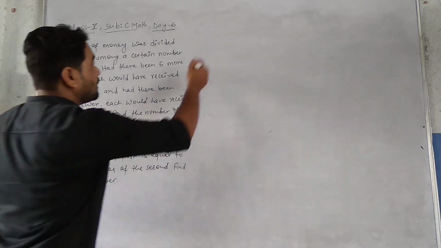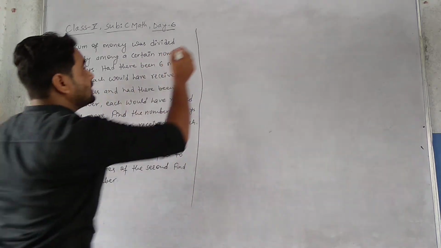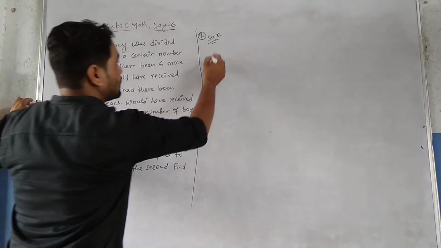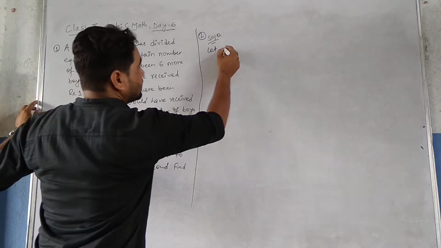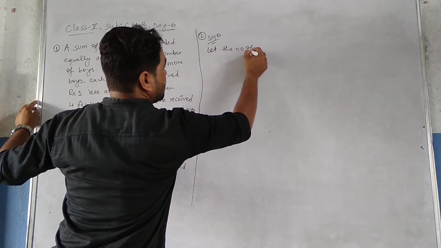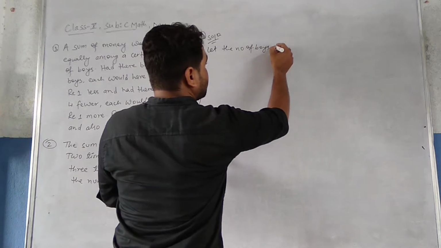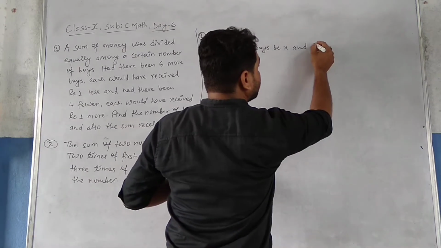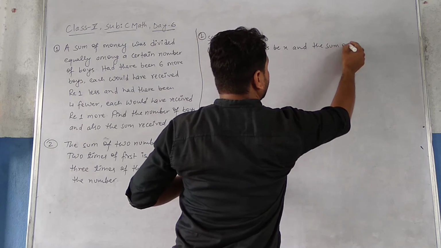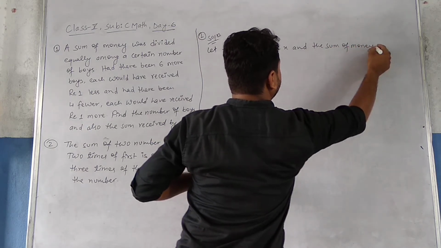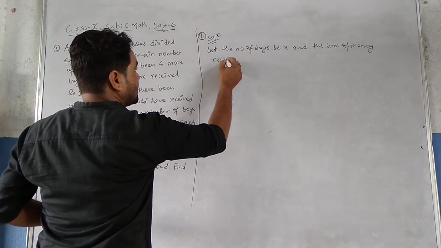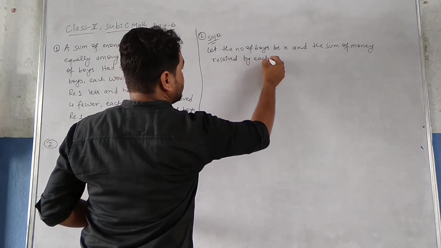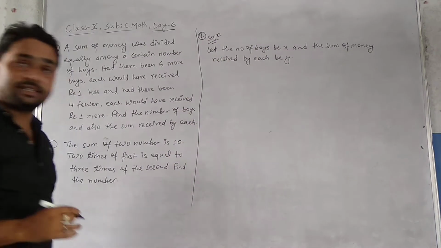Now look at question number 1. At first, question number 1, solution. We have to let at first. So let the number of boys be x, and the sum of money received by each be y. We have laid this.